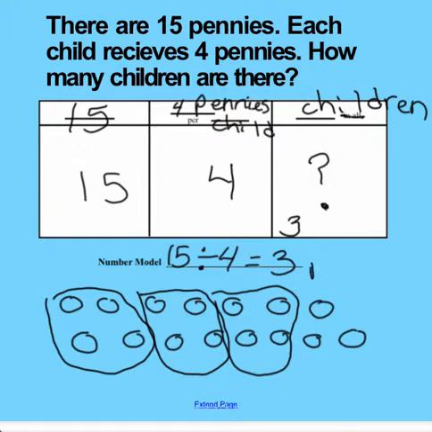Now we do also have a remainder of 3 pennies. So that would be what my number model would look like. If I'm answering the question though, it just states how many children are there. So the answer to that would be 3. See, our workspace is getting a little bit full here. But the answer to the actual question is 3 children.